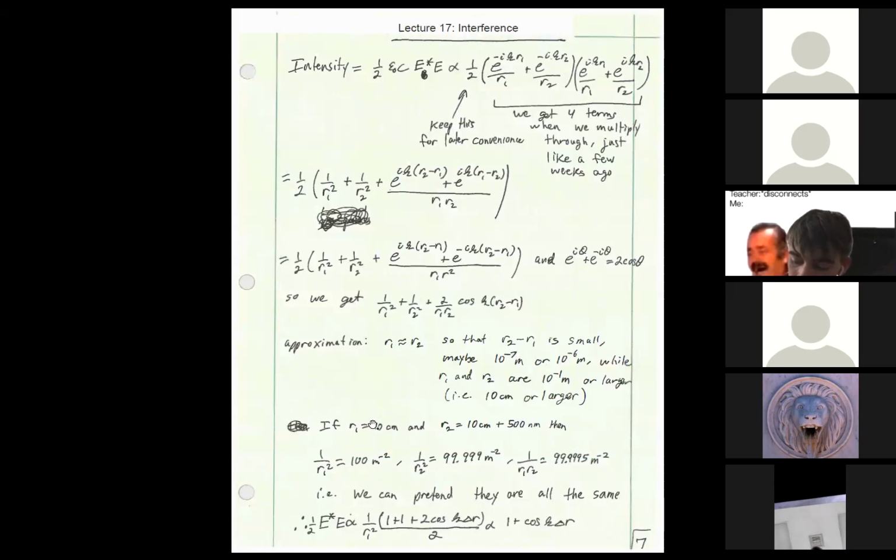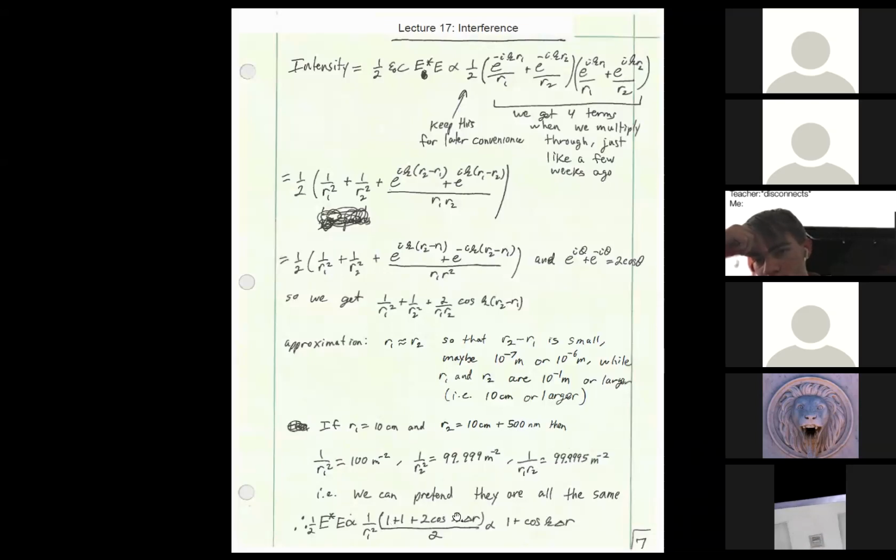So if we just plug in some numbers, we say that the difference is 500 nanometers. Well, here's 1 over R1 squared. Here's 1 over R2 squared, which differs in the 3rd decimal place. And here's 1 over R1 R2, which differs in the 4th decimal place. And so we can pretend that all of these are the same.